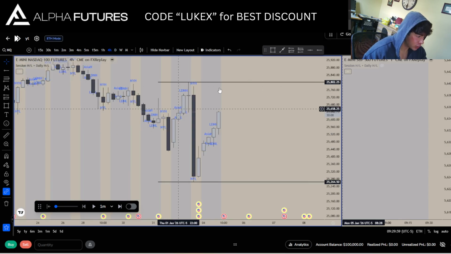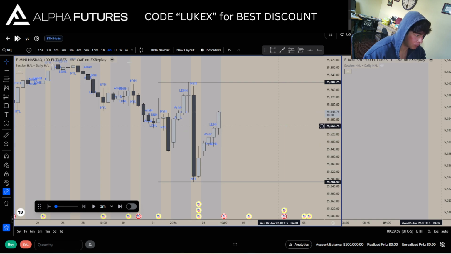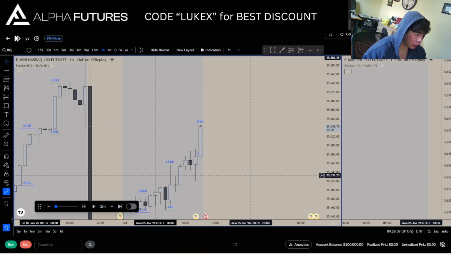4 hour is bullish, but we are respecting continuously out of this 4 hour gap where we're about to trade above it, but this is just something to keep an eye on. Go to the 1 hour. 1 hour is heavily bullish.